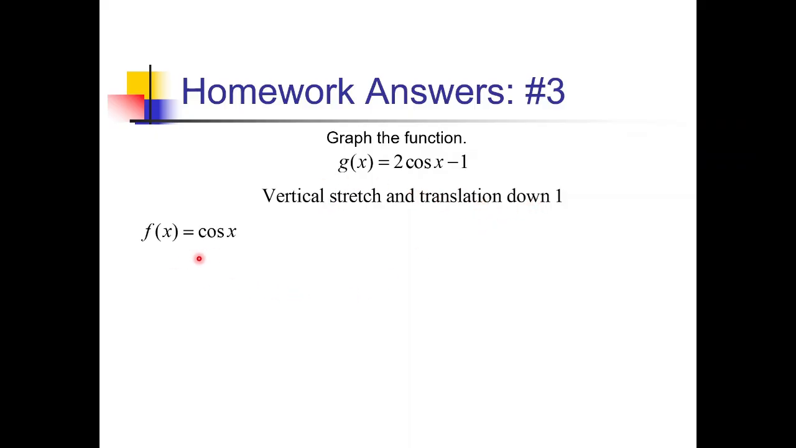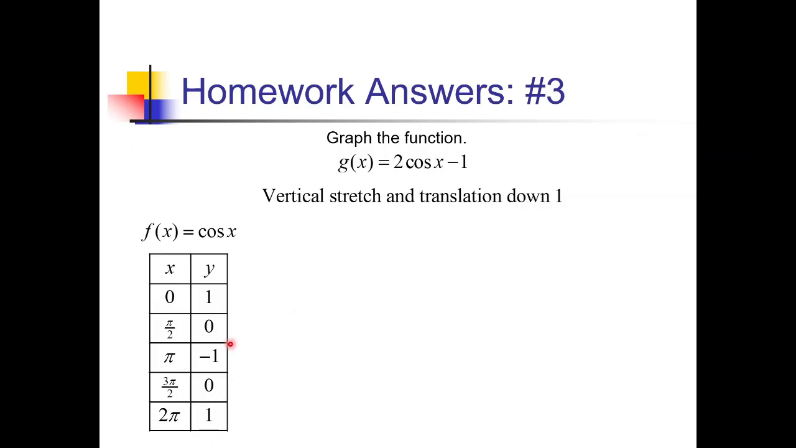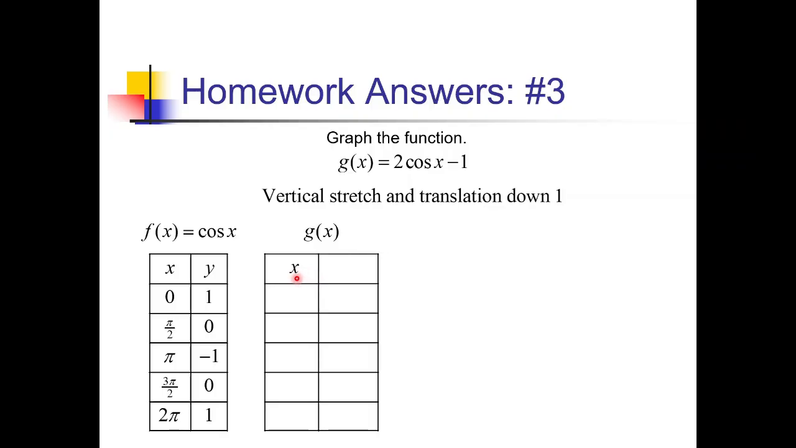Here is our cosine parent table again. 0, 1, and all the rest of those. And now for the g function, let's modify the x and the y rules. For x, there's nothing actually happening horizontally, so we'll just leave that the same way that it is. For y, we are multiplying by the 2 and then subtracting 1. So I'll write 2y minus 1 for that.